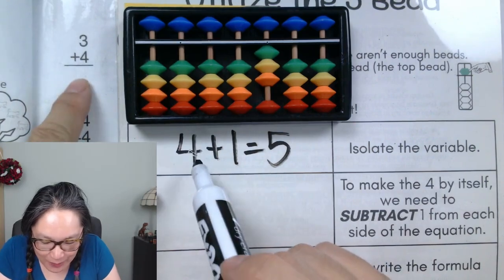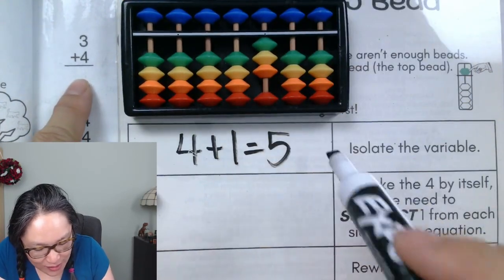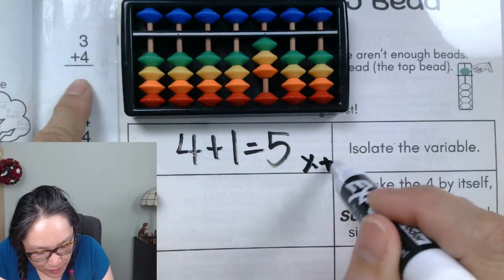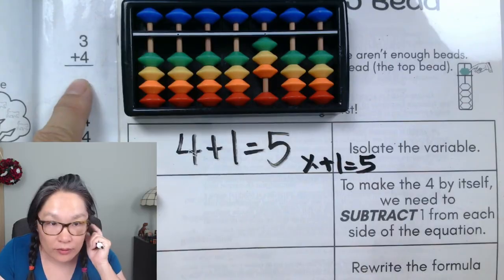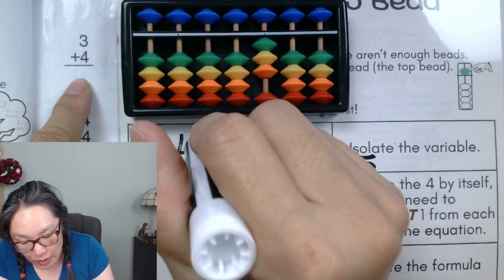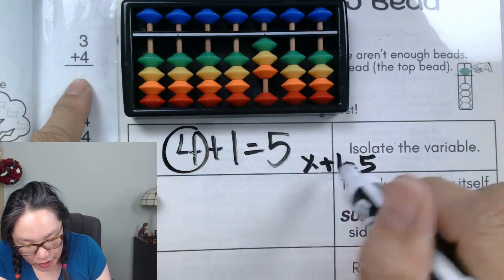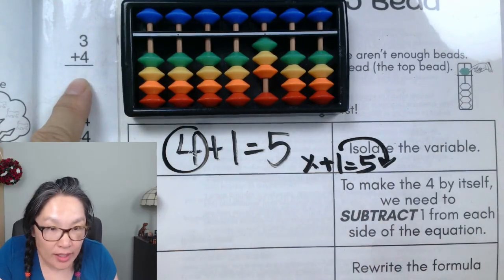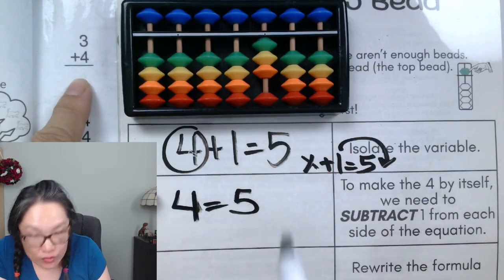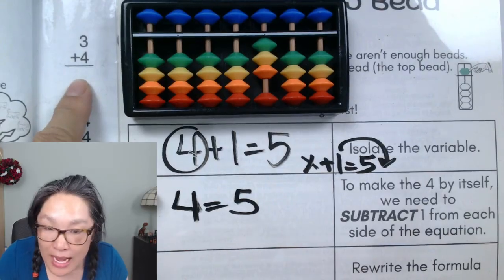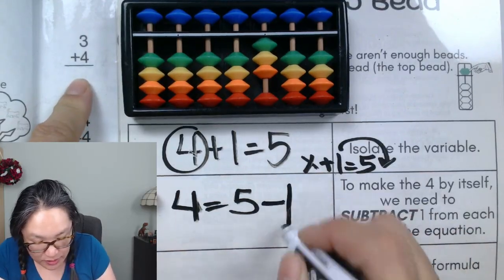So what's going to happen is we're going to isolate this. Notice we had x plus 1 is equal to 5. It makes it very similar to algebra, right? So when we isolate, that's our 4. What we're going to do is move the 1 to the other side. When we move the 1 to the other side, we have 4 is equal to 5. Notice this is not balanced. To balance it, we need to minus the 1.